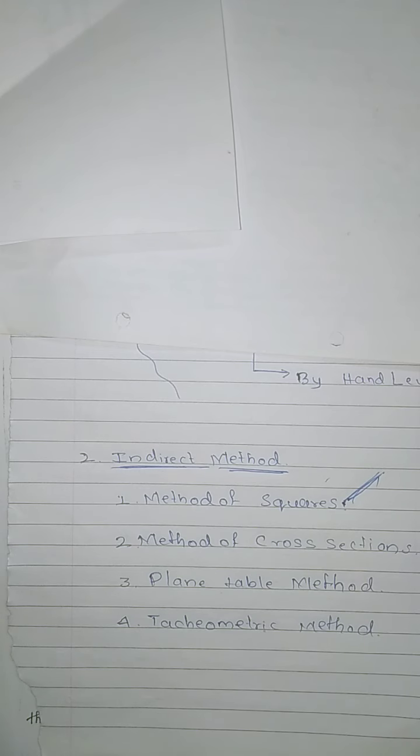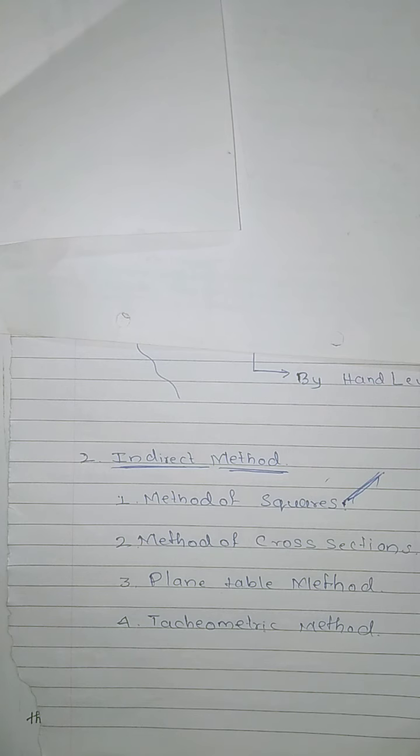The squares should be kept as large as practicable, yet small enough to conform to the irregularities of the ground and the accuracy required. So you are going to divide the area into squares, and then on those squares you will be drawing the contour lines. This is the method of squares.